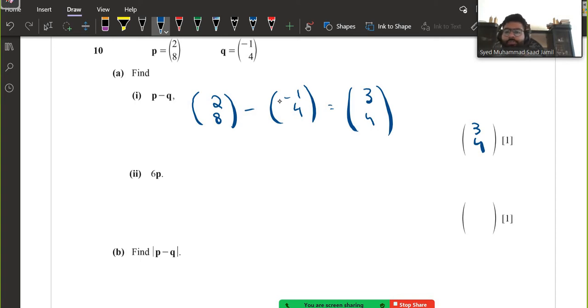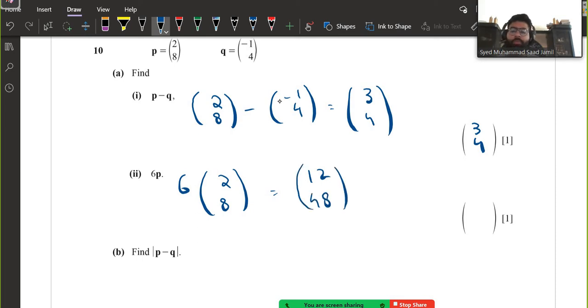Part b, 6 multiplied by P. 6 multiplied by P means 6 times (2, 8). So 6 twos are 12 and 6 eights are 48. So that's your answer. Do remember you never simplify these, otherwise the answer would be wrong.